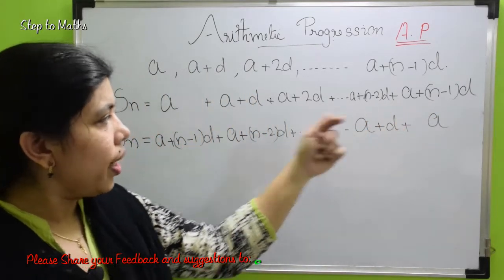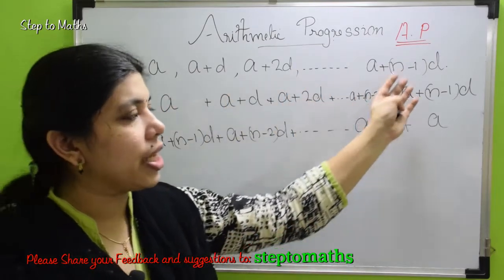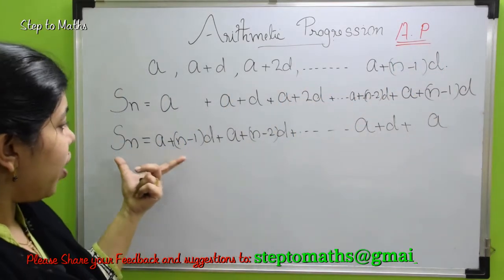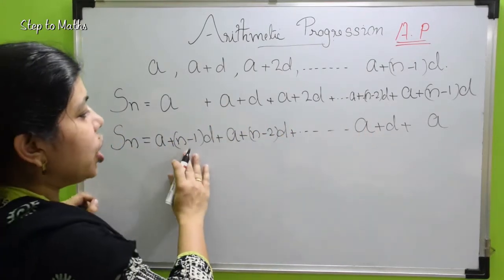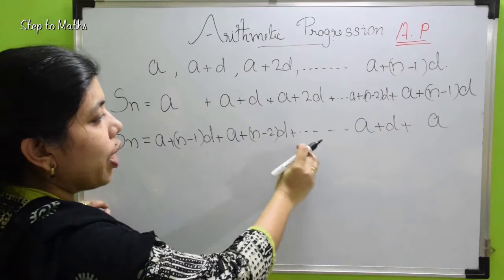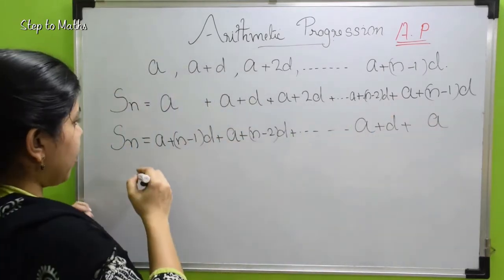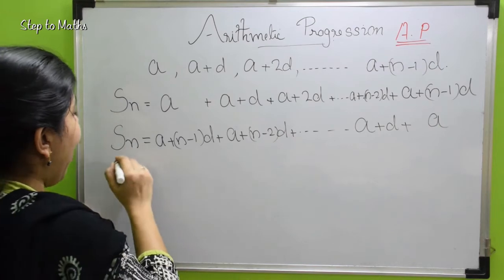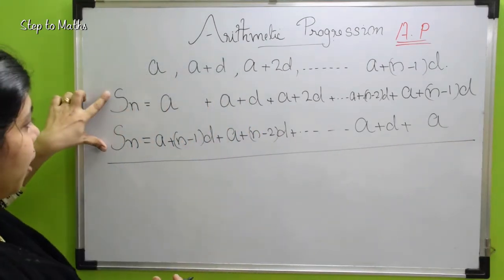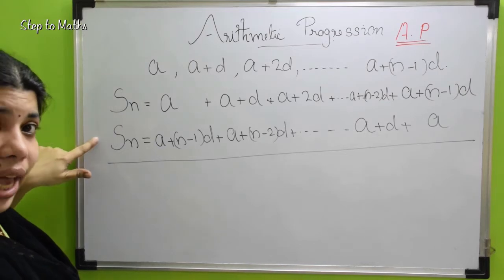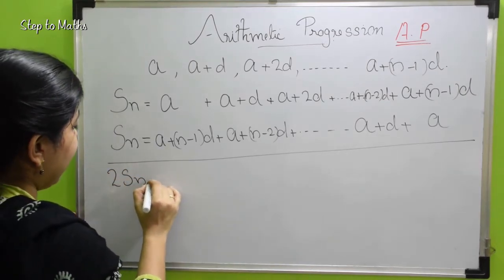First we write T1 plus T2 plus T3 plus etc. plus Tn, and second we express that expression in reverse order, that is Tn plus Tn minus 1 plus etc. plus T2 plus T1. Now add these two equations. The left hand side becomes Sn plus Sn, which is 2Sn.